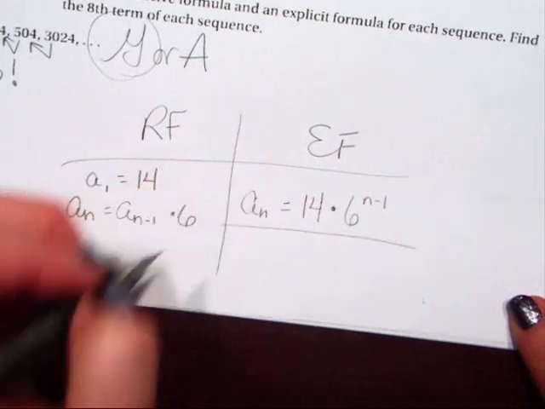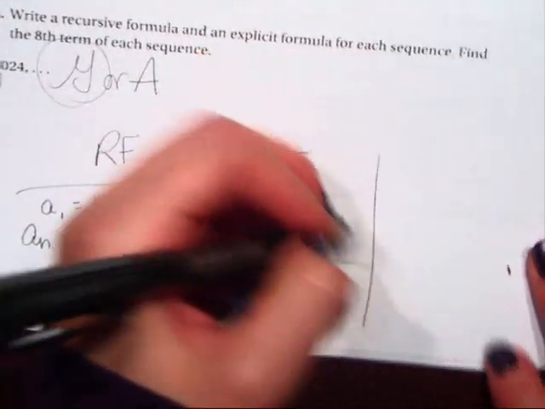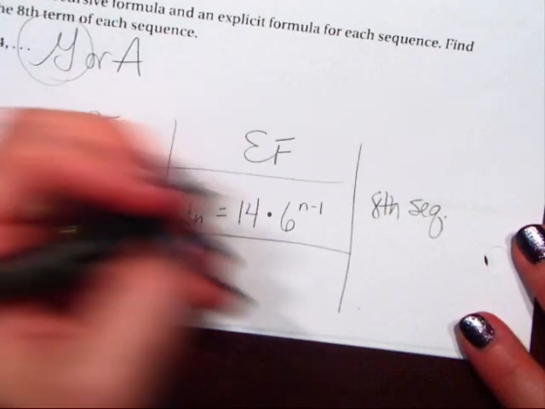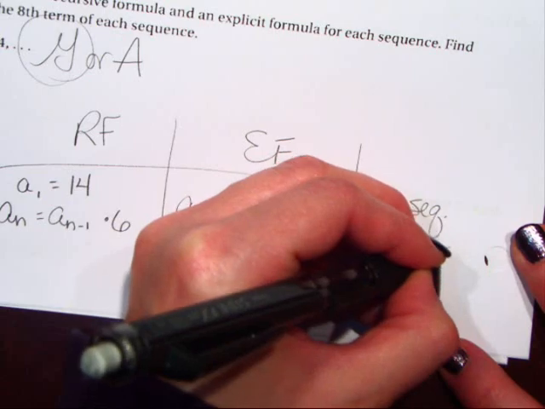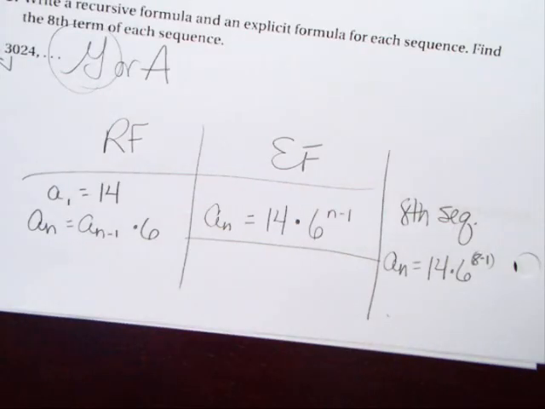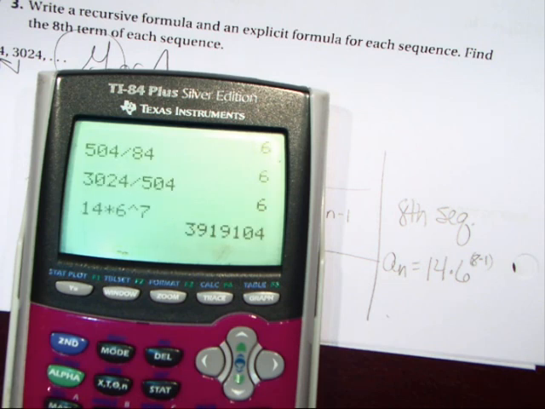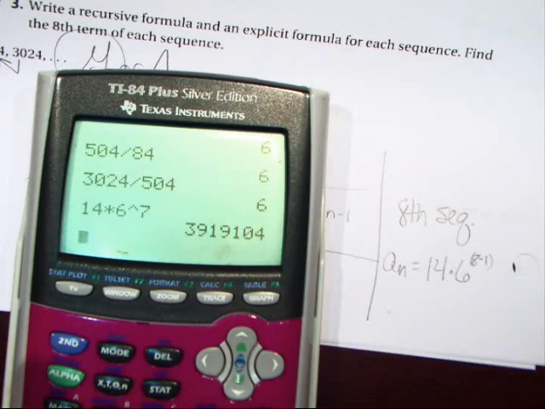Now remember, they wanted us to find the 8th sequence, okay? Did you see that up here? So to find the 8th sequence, we need to plug in 8. Let's use our explicit formula. Okay, you know that's just going to be a 7 in your parentheses, right? So we get 14 times 6 to the, well, you can just do 8 minus 1 is 7, you know that. Look at that huge number, but it is correct. Let's see here, can we read it? 3,919,104.